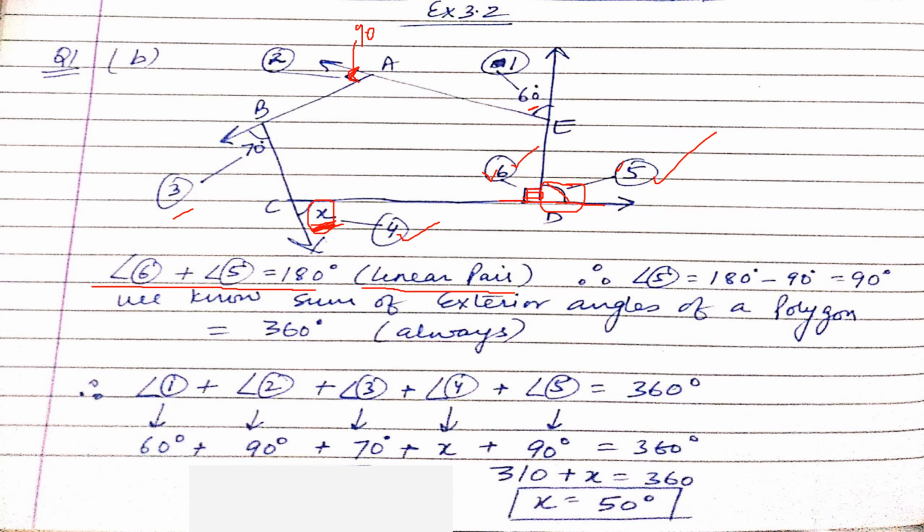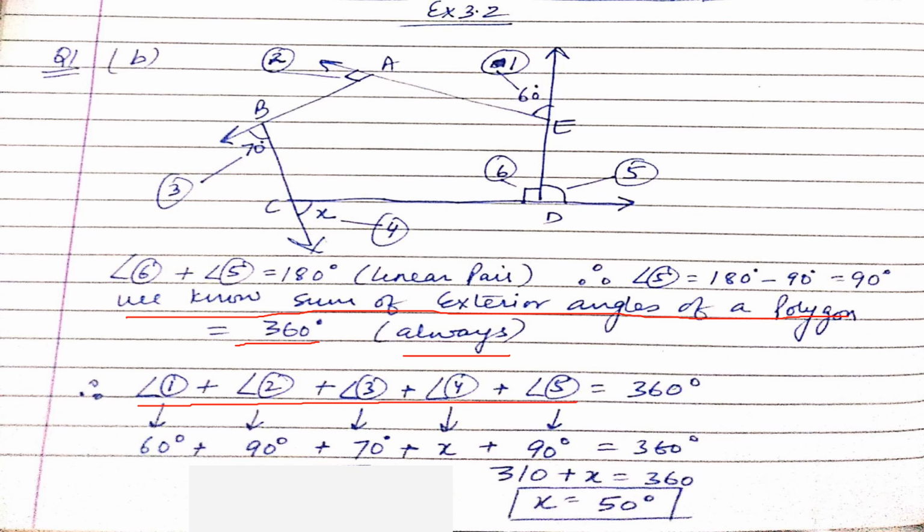Therefore, angle 5 will be how much? 180 minus angle 6, and angle 6 is 90 degree. So angle 5 came as 90 degree. So now we have got all the 5 angles which are exterior to the pentagon. After getting, we know that sum of exterior angles of a polygon is how much? 360 degree always. Now I've written like this: angle 1 plus 2 plus 3 plus 4 plus 5 is equal to 360.